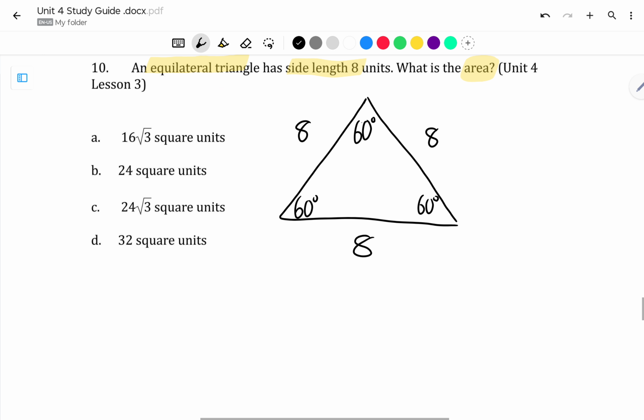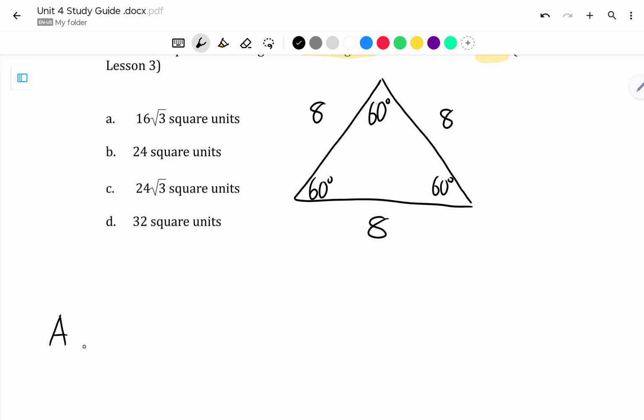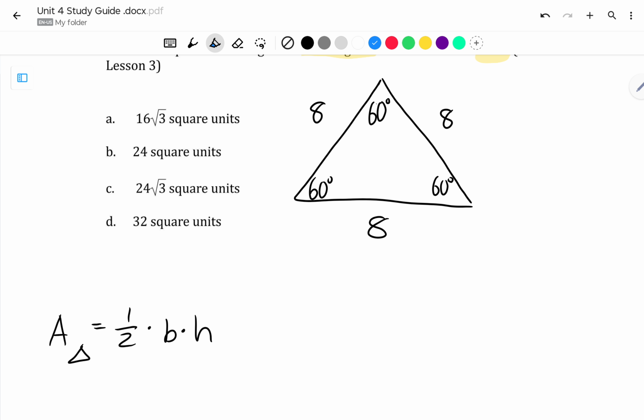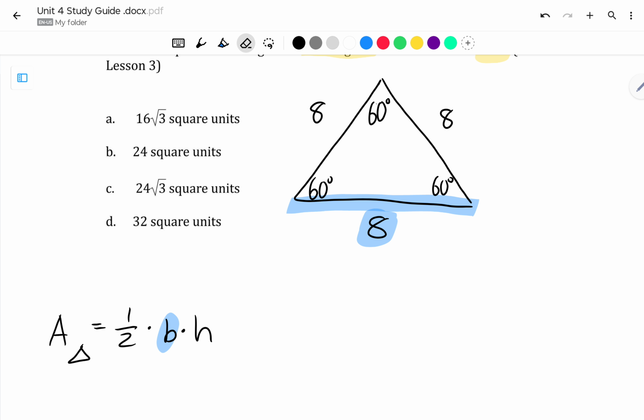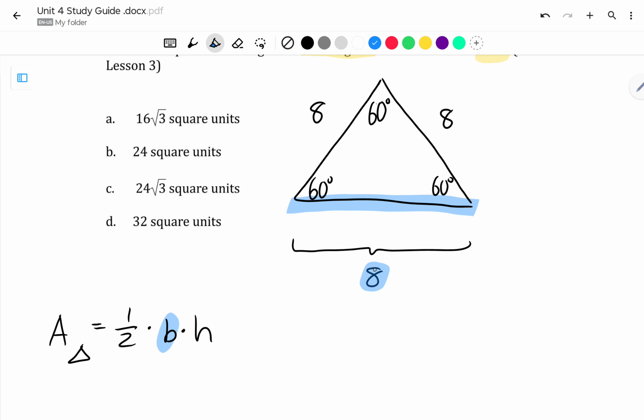So when we think about the area formula, area of a triangle is 1/2 times base times height. Where's the base? If you said this 8, that's good, right? That should be our base. Hold up, I'm gonna do this ahead of time. Okay. Where's our height?